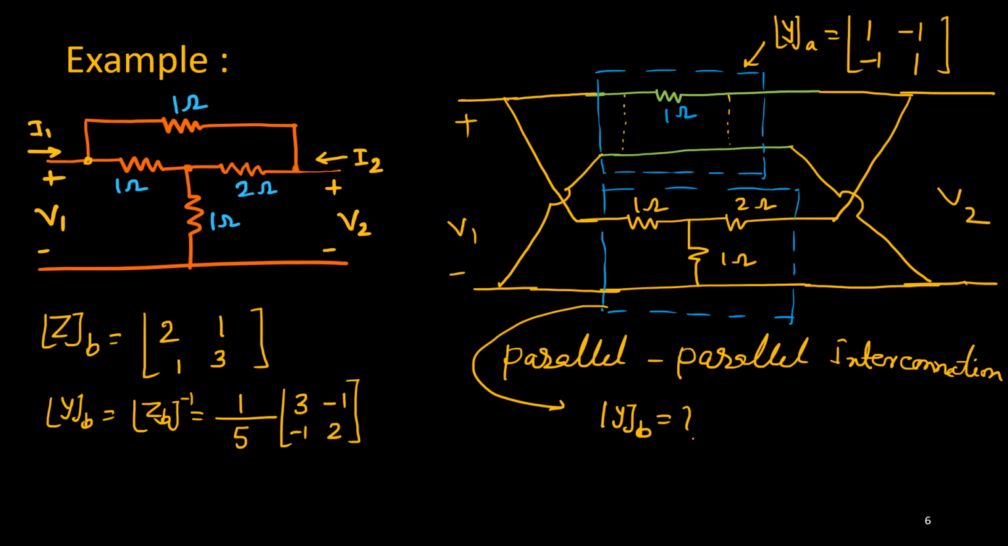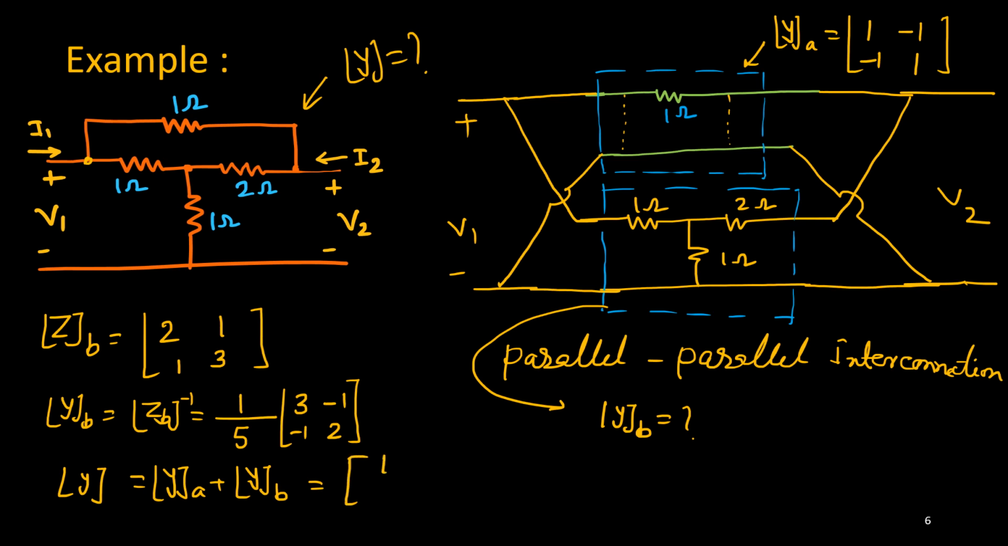That's all. So equivalent y: for this one, we want to find out what is the y. So this y would be ya plus yb. Ya we have already got, and yb also. This is ya: 1, minus 1, minus 1, 1, and yb is this one. It is 3 by 5, this is minus 1 by 5, this is minus 1 by 5, this is 2 by 5. So if you combine, what you will get?